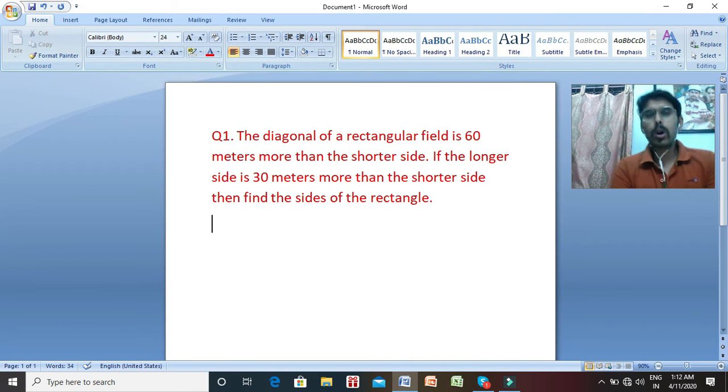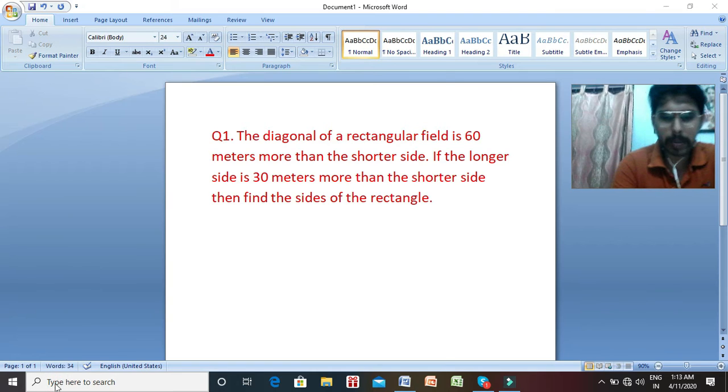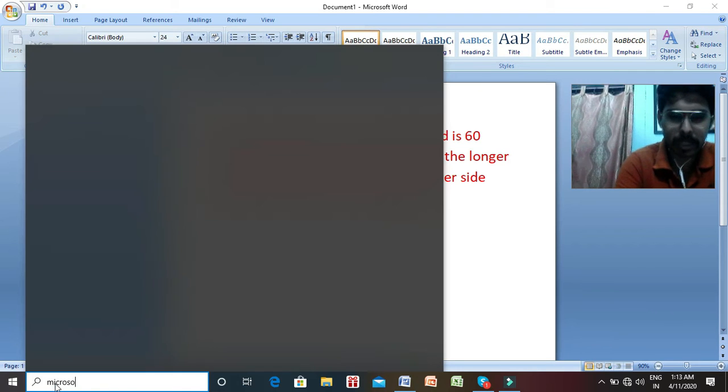The diagonal of a rectangular field is 60 meters more than the shortest side. If the longer side is 30 meters more than the shortest side, then find the sides of the rectangle. So let us quickly open Microsoft Paint so that I can get on with a diagram for you.